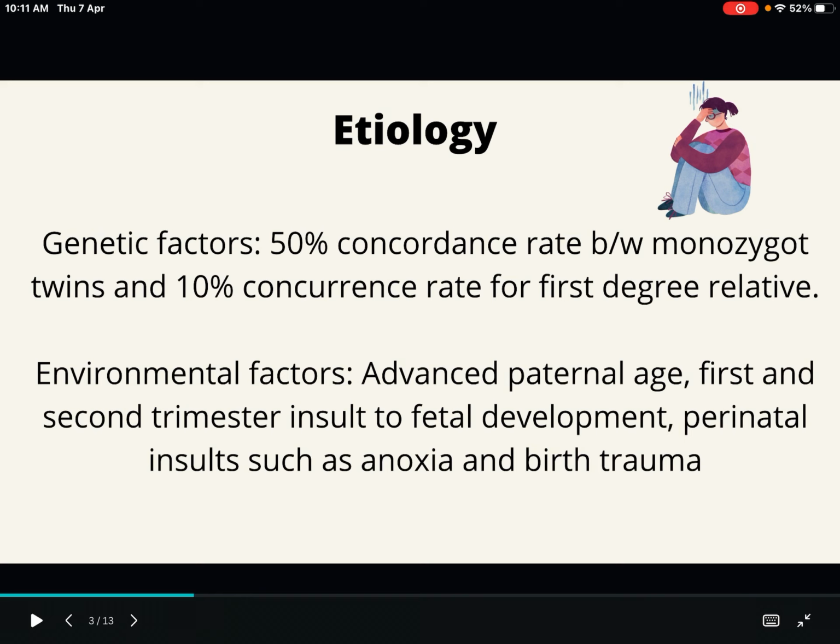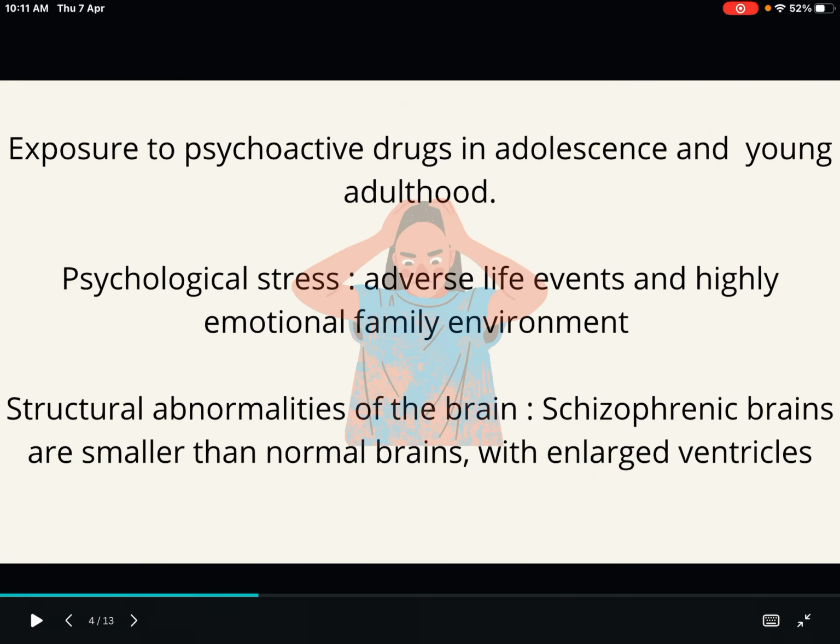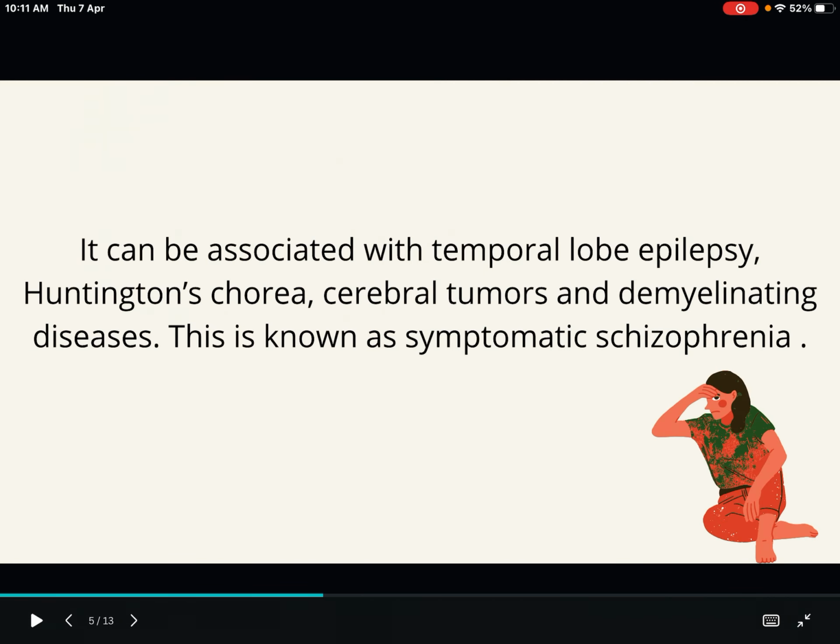So once again I will repeat the etiology. Genetic factors are there. Environmental factors, what are they? Advanced paternal age, first and second trimester insult to the fetal development, and perinatal insult. Coming to exposure to psychoactive drugs during the adolescence or early adulthood, psychological stress, any adverse life events, and highly emotional family environment. Structural abnormalities of the brain: schizophrenic brains are much smaller compared to the normal brain, with enlarged ventricles.